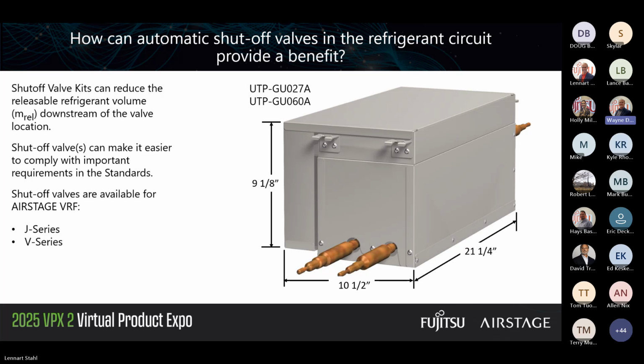In terms of your system charge, now we're going to introduce a new term, which is MREL, or maximum releasable charge. In other words, if there's a leak, we can contain that leak only to what's downstream of the shutoff valve, to include the indoor unit. Next slide.